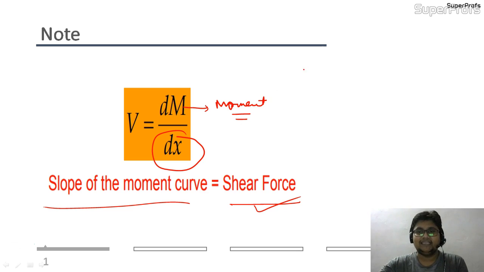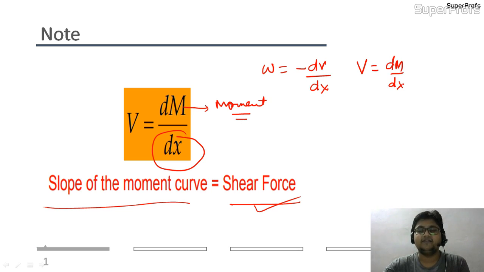So these two relations, I am writing them here again: the loading intensity you get from minus the derivative of shear force, and the shear force you get from the derivative of bending moment with respect to x. Here dx is the elementary change in length.